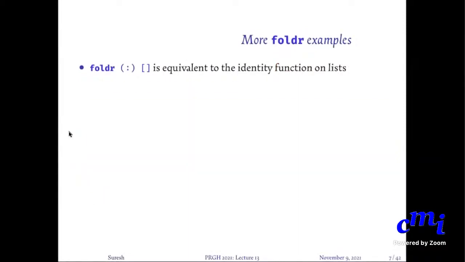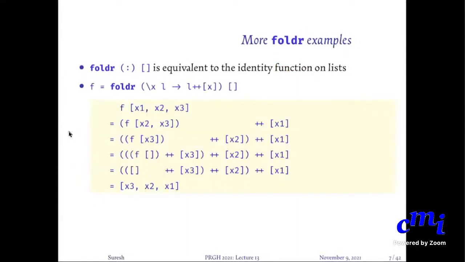Here are more foldr examples. Foldr colon empty list of xs is identity, as I told you. And foldr of this thing, where you have x and l and you put x at the end. If you do that, then that is actually reversing a list. So this thing is reverse.